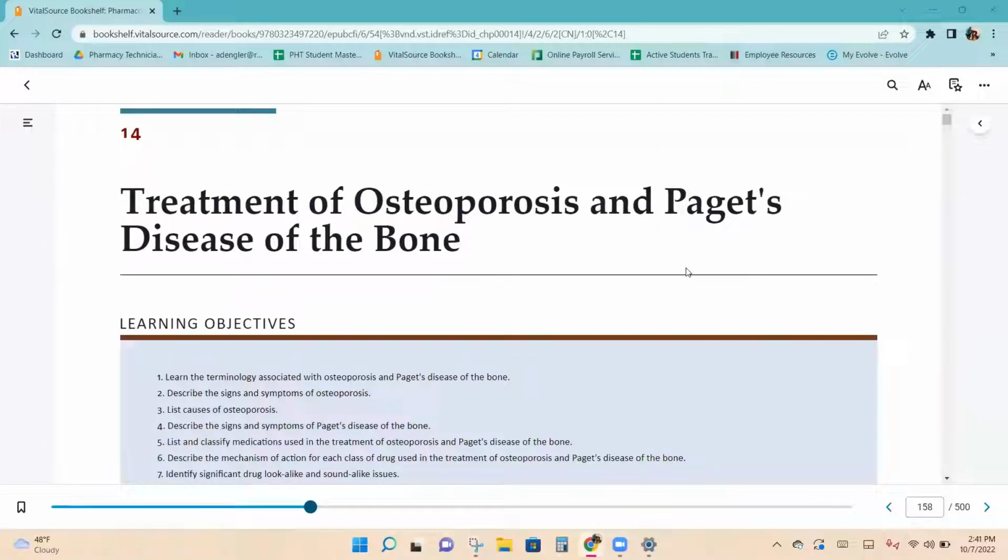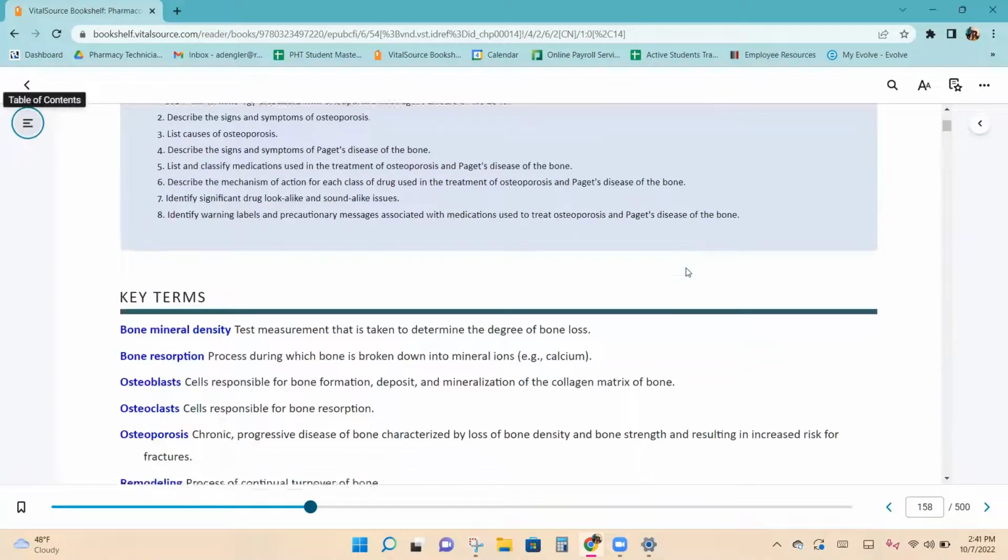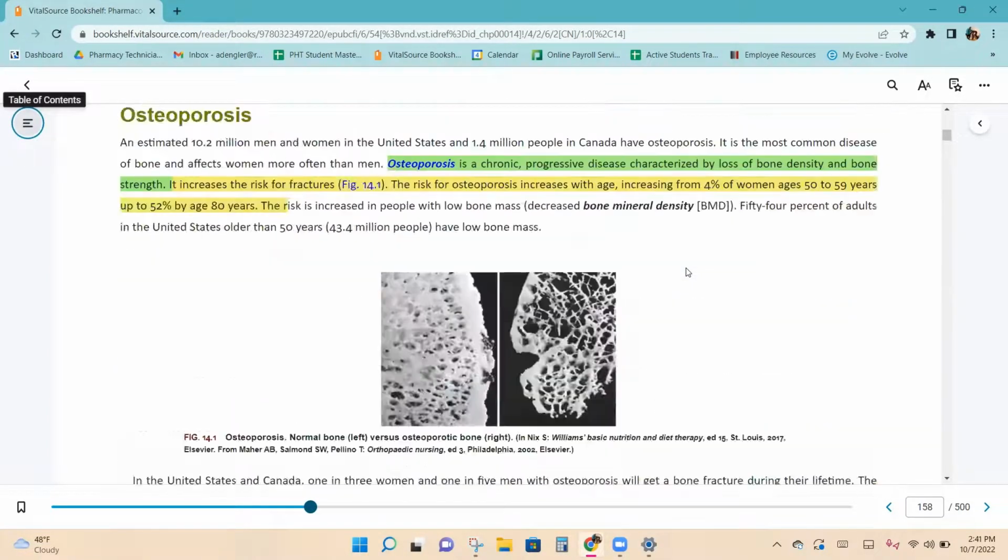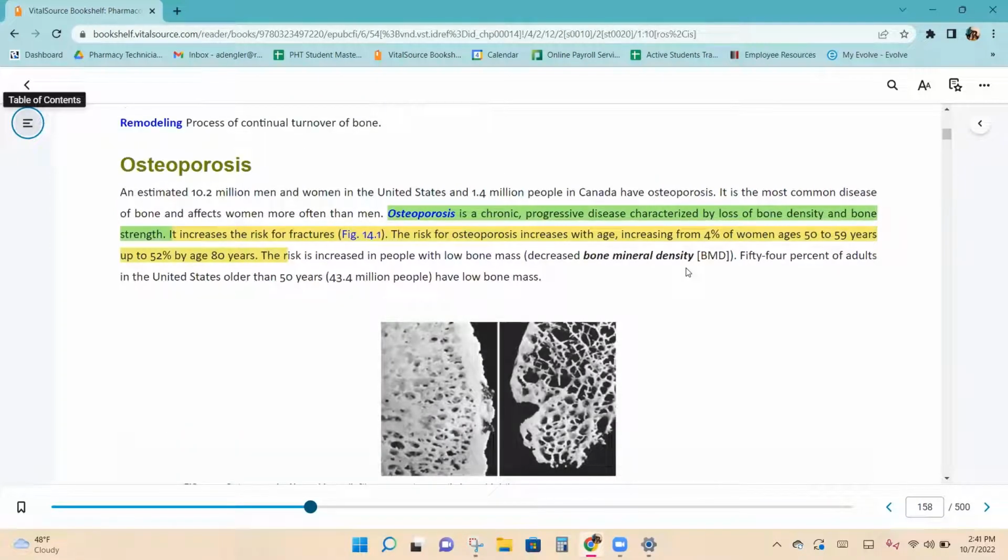Chapter 14, treatment of osteoporosis and Paget's disease of the bone. An estimated 10.2 million men and women in the US have osteoporosis. It is the most common disease of bones and affects women more often than men. It is a chronic progressive disease characterized by the loss of bone density and bone strength. It increases the risk for fractures. The risk for osteoporosis increases with age.